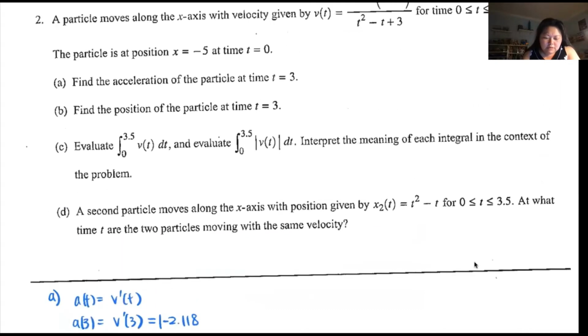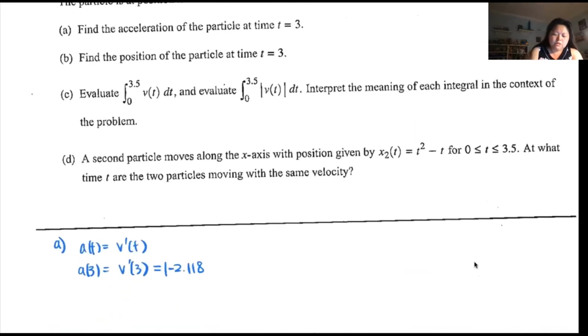So my acceleration, let me see if there's any units here. Nope. So acceleration is negative 2.118. That's it. Nice and simple.